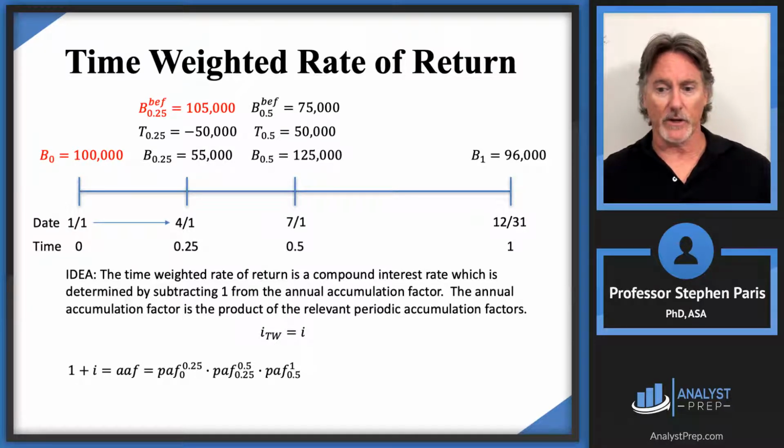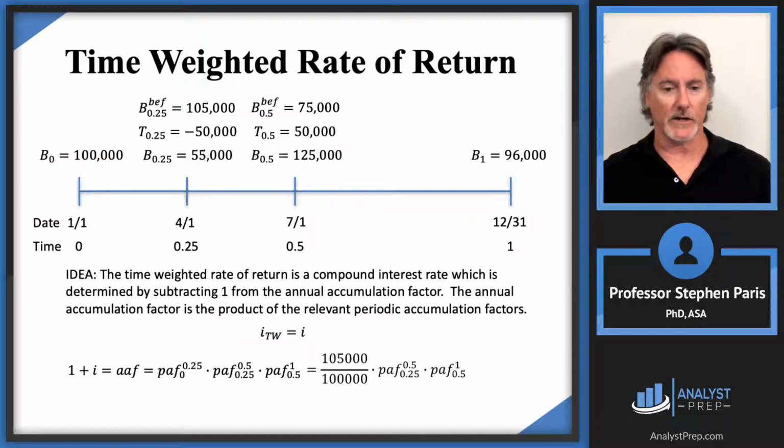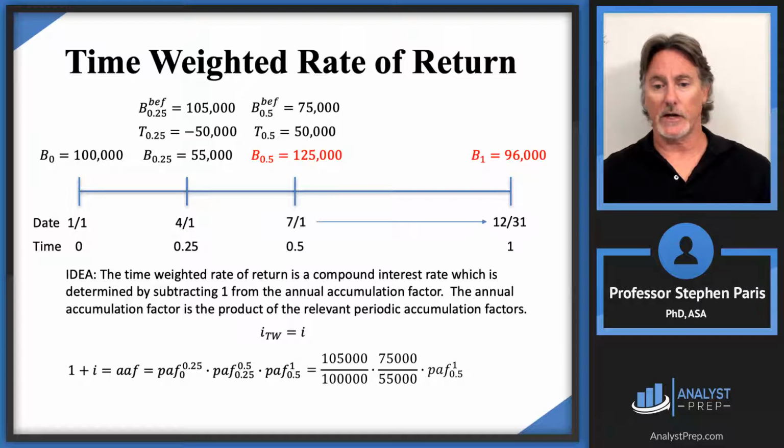The 100,000 accumulated to 105,000. So the periodic accumulation factor from time 0 to time 0.25 would be the 105,000 divided by 100,000. Likewise, between times 0.25 and 0.5, 55,000 accumulated to 75,000, so that corresponding periodic accumulation factor would be 75,000 divided by 55,000. And then between time 0.5 and 1, 125,000 accumulated to 96,000.